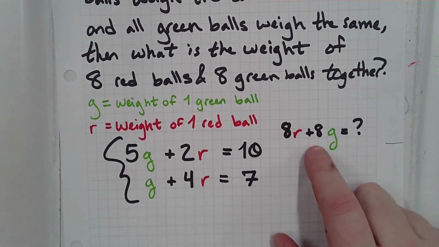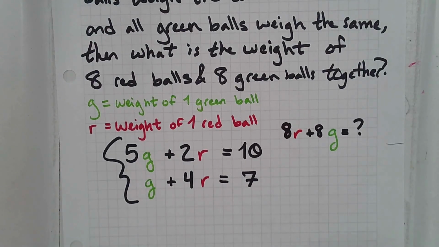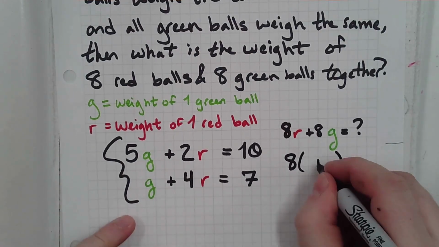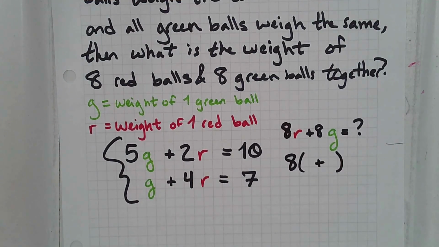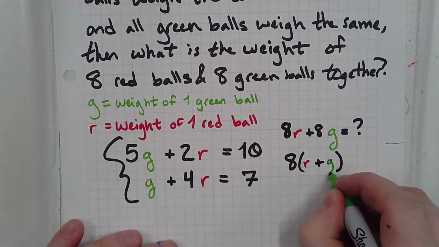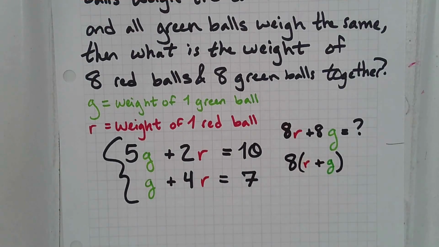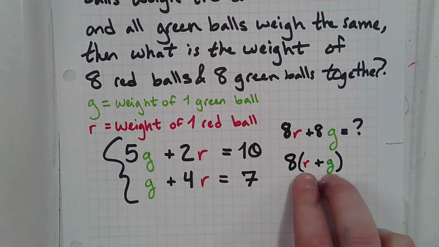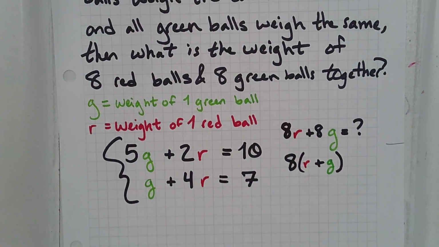Well, this is the exact same thing as 8 times the weight of a red and a green combined. Right, and that makes sense, right? If we knew the individual weights, we could add them up and then times them by 8. That would be the weight of 8 of them each, right? So really all I need to know is this, right? What's the sum of a red and a green?